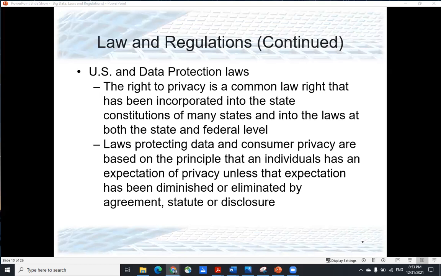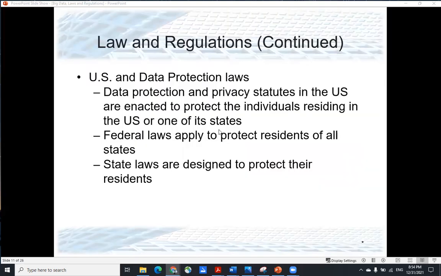by agreement, statute, or disclosure. So data protection and privacy statutes in the U.S. are enacted to protect individuals residing in the U.S. or any of the states of the United States. Federal laws apply to protect residents of all states, and then you have state laws that are designed to protect their residents. So if you live in New York, the state laws of New York apply to New York State only. They do not apply to you if you're living outside New York.